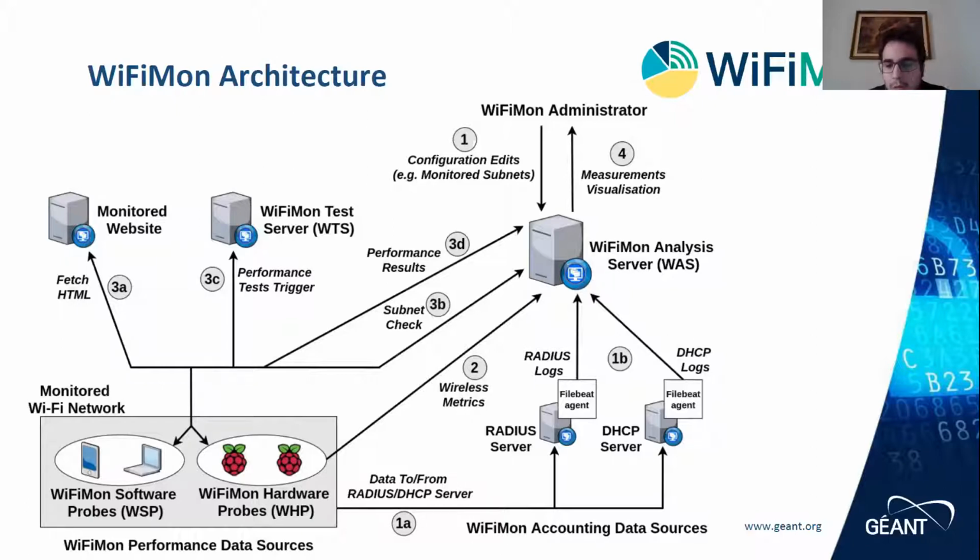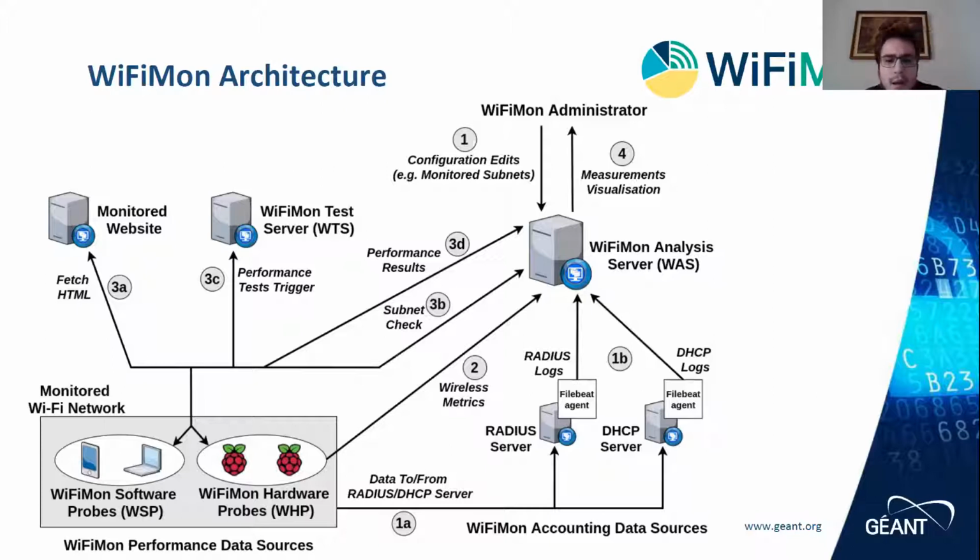The second source of data is the WiFiMon accounting data. These are data exported from the RADIUS or the DHCP server that serves the software or hardware probes. The RADIUS logs and DHCP logs are exported from the servers using a Filebeat agent. As you may see on the figure, the Filebeat agent exports these logs and delivers them to the WiFiMon analysis server to be further processed.